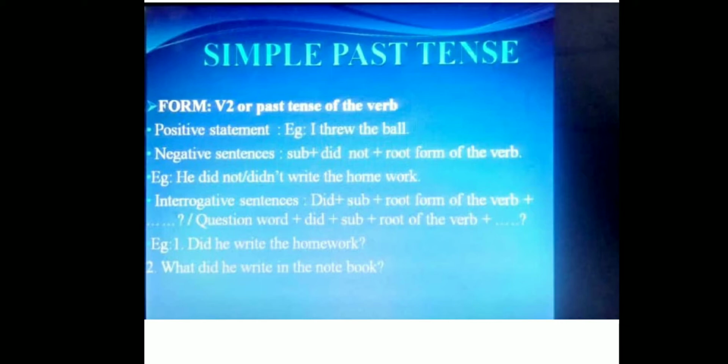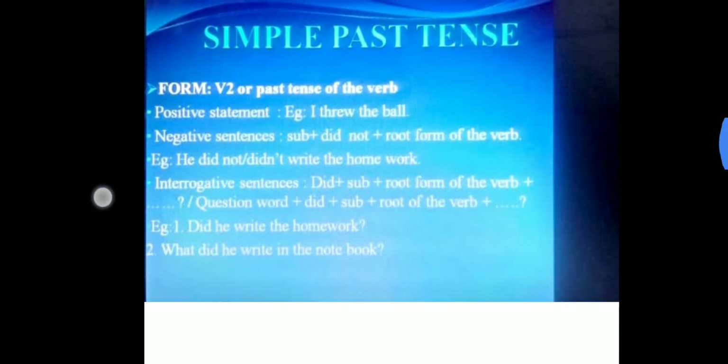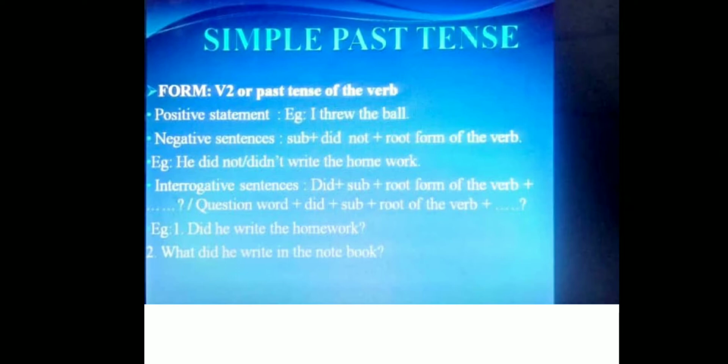Its negative sentence form is subject plus did not plus root form of the verb. Remember one thing students, if you are using did in the sentence, if the helping verb is already in past, then the main verb will remain in its first form itself, that is present. Here you can see the example, he did not or didn't write the homework. So did not or didn't, both are right. Write the homework, not wrote.